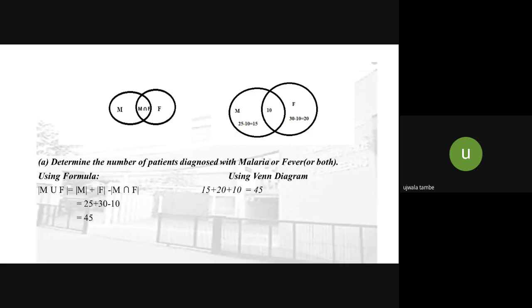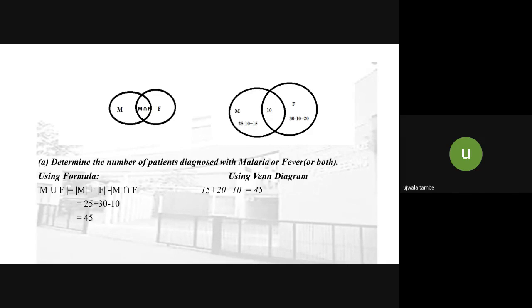So as we know, there are 10 patients having both diseases. So this is 10. After that, this is the common portion from both. So to find out the value of only M, we have to subtract the value of the intersection from M. So we got the answer 25 minus 10 is equal to 15. And for fever, 30 minus 10 is equal to 20. So we can find this out with the help of a Venn diagram.